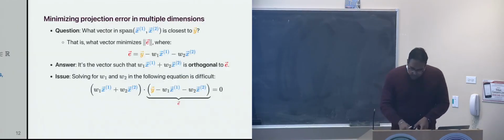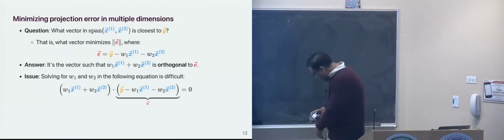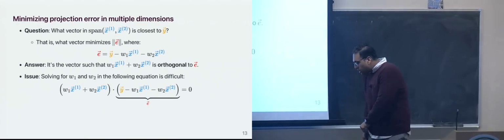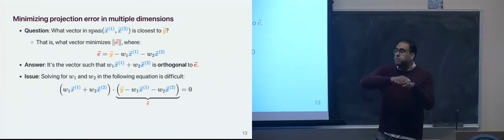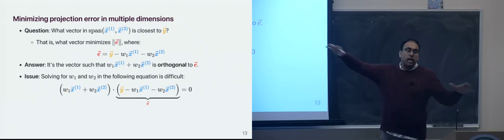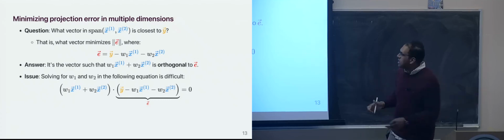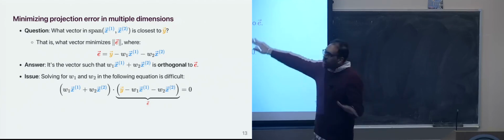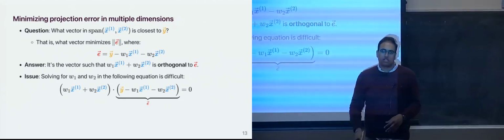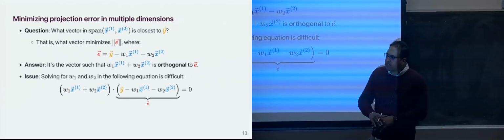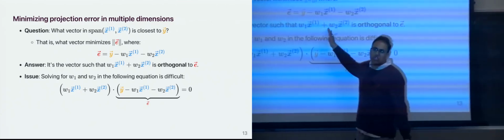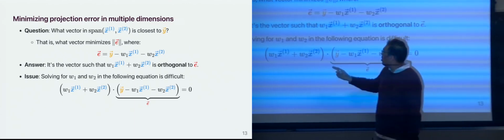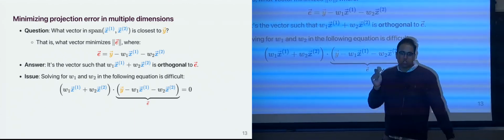So, as Jack mentioned, what we are now looking for is the vector in the span of x1 and x2. And remember, the span of x1 and x2 here is a plane rather than a line now. We're looking for the vector in that plane that is as close to y as possible. Okay? And vectors in that plane are written in the form w1 x1 plus w2 x2.